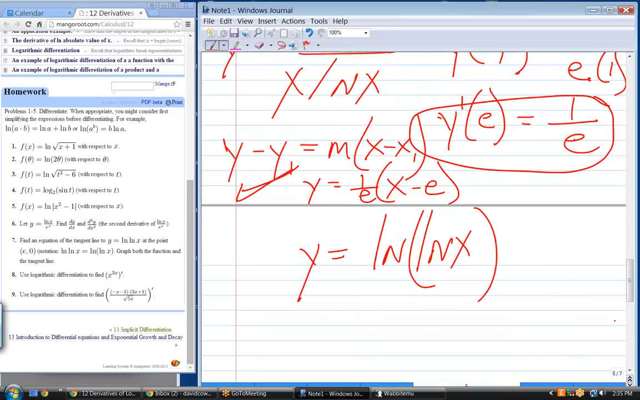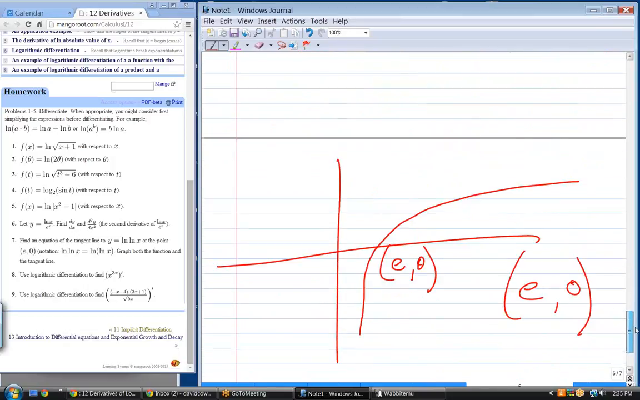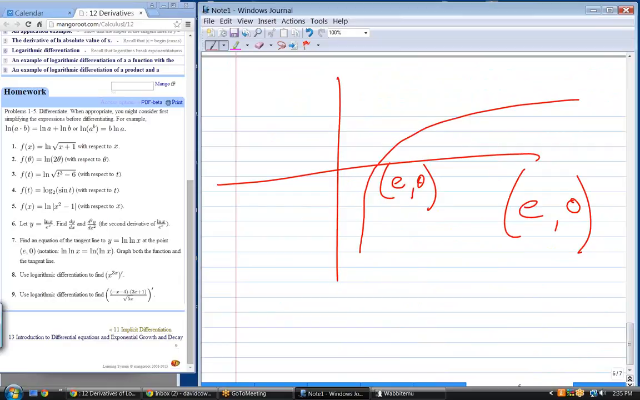Well, 1 over e is 1 over 2.7. It's a slope that's going to look something like, it's going to be less than a half. In other words, that's a slope of 1. That's a slope of a half. That's a slope of 2. Okay, so we need a slope that's a little bit less than a half.